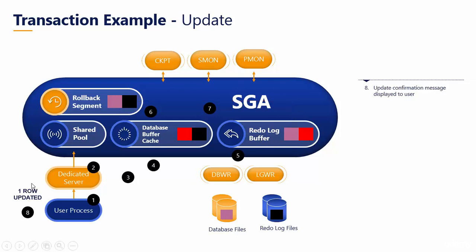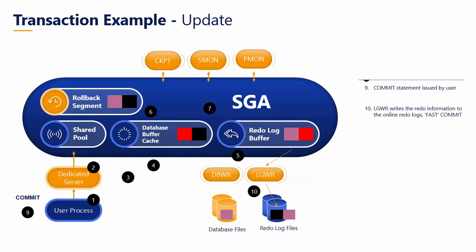And then in the eighth step, the user will get a message saying the update has been successfully completed. And then in the ninth step, the user issues a commit statement. That means the user wants to permanently save the updated changes.